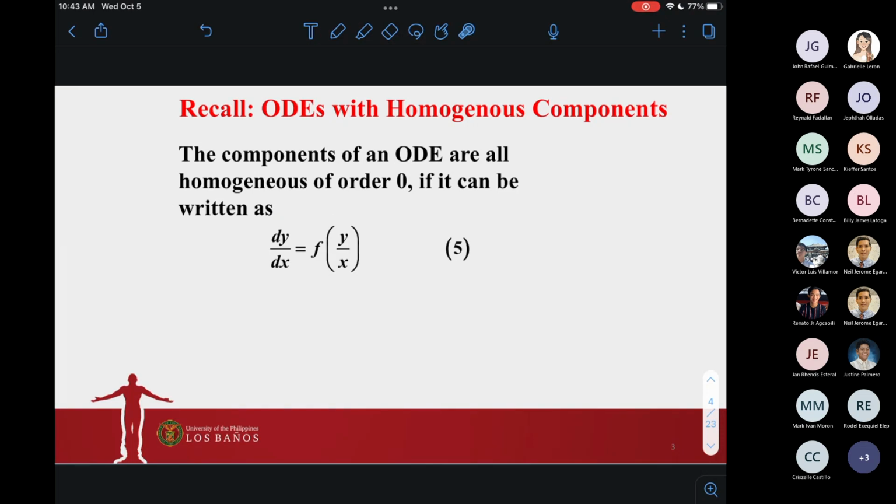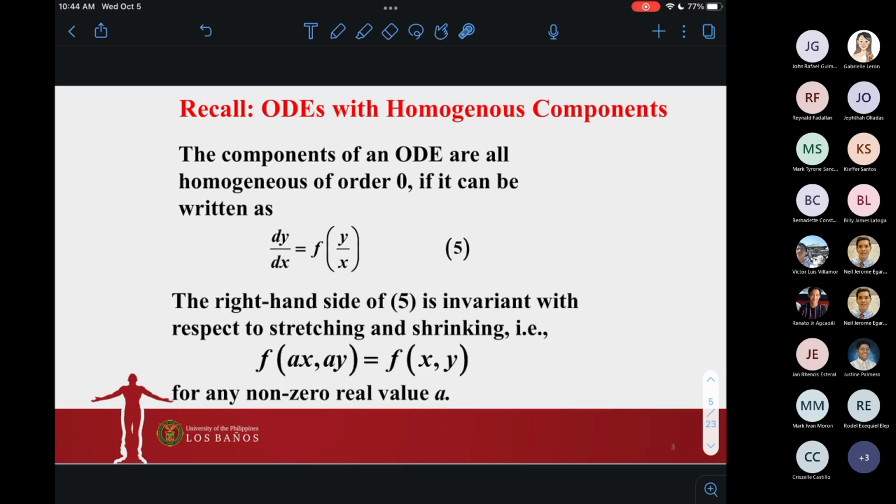So kapag ang components ng isang ODE ay homogeneous of order 0, or actually not order, it should be degree 0. Okay. Kaya natin siyang isulat ng ganitong itsura. dy over dx equals f of y over x. Because again, if your function f is homogeneous of degree 0, kaya natin siyang isulat as a function of y over x alone. Okay? And then if that is the case, then yung right-hand side na to ay homogeneous na talaga of order 0.